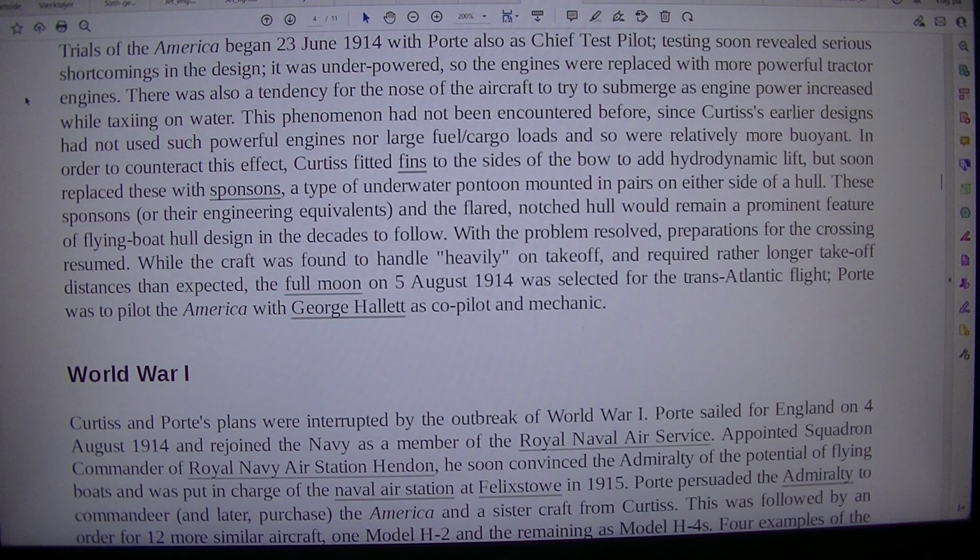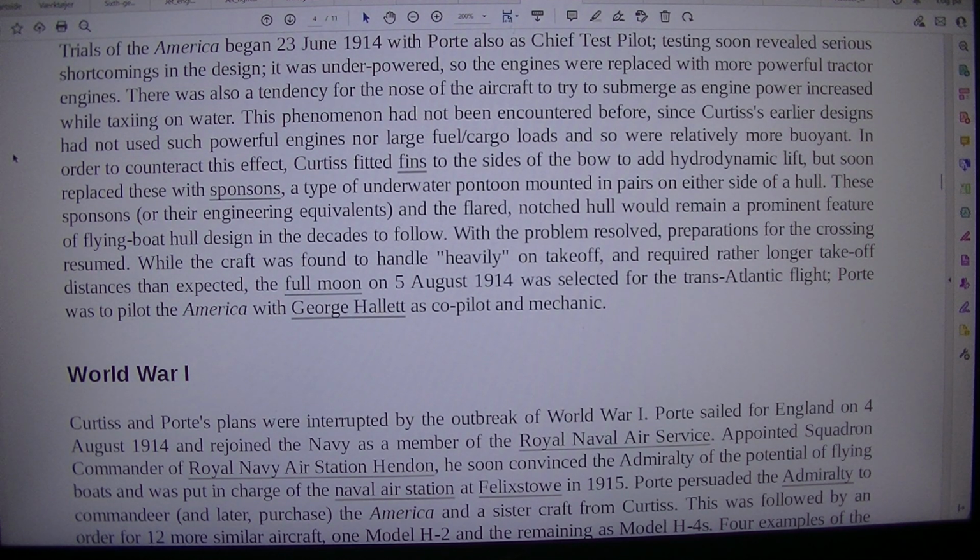There was also a tendency for the nose of the aircraft to try to submerge as engine power increased while taxiing on water. This phenomenon had not been encountered before, since Curtiss's earlier designs had not used such powerful engines nor large fuel and cargo loads, and so were relatively more buoyant.